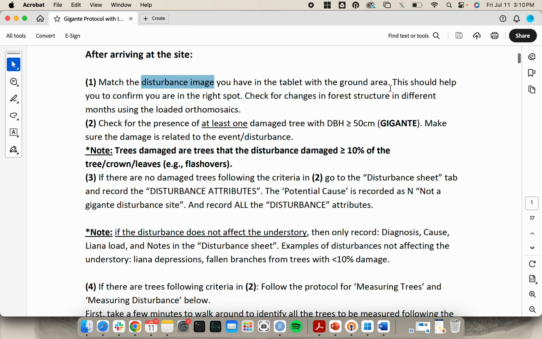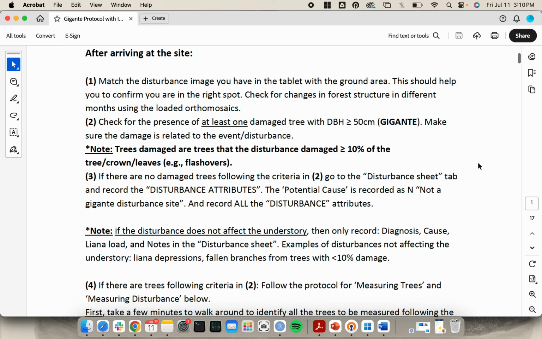And then once you get there, make sure that there is at least one damaged tree that is a gigante tree, so diameter at breast height higher than 50 centimeters. Remember that damaged trees are trees that are damaged in more than 10% of the crown, the tree, or the leaves. So these include also branches. If there is a big branch that fell from the tree and you can estimate that it is more than 10% of the crown, then you can include that.